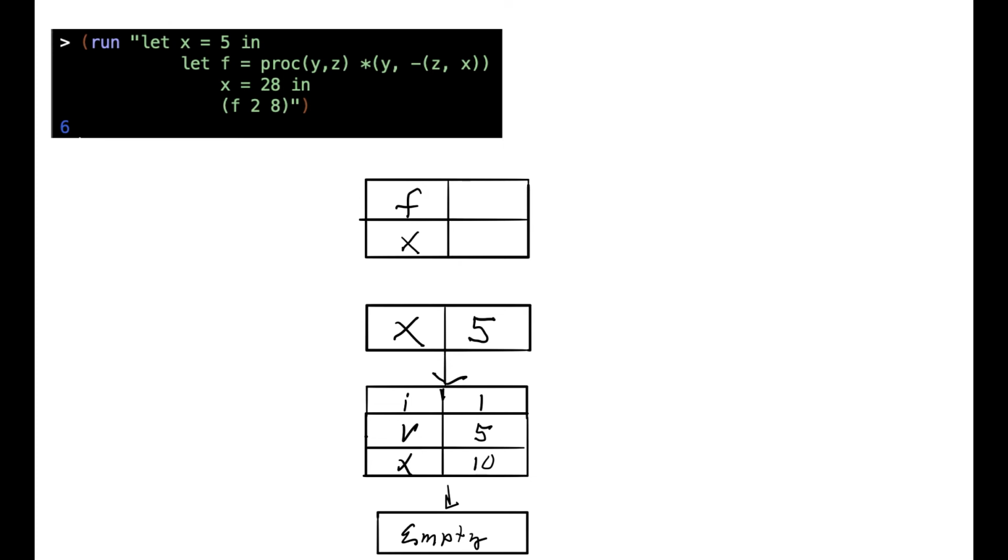Now the body is another let. So the first thing the body is going to do is run the proc and evaluate the 28 as well.